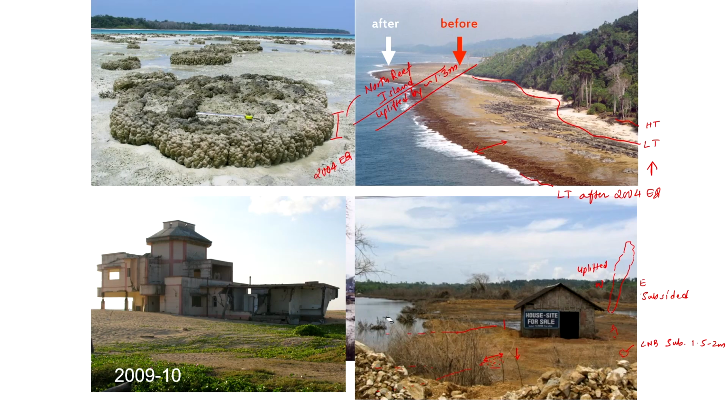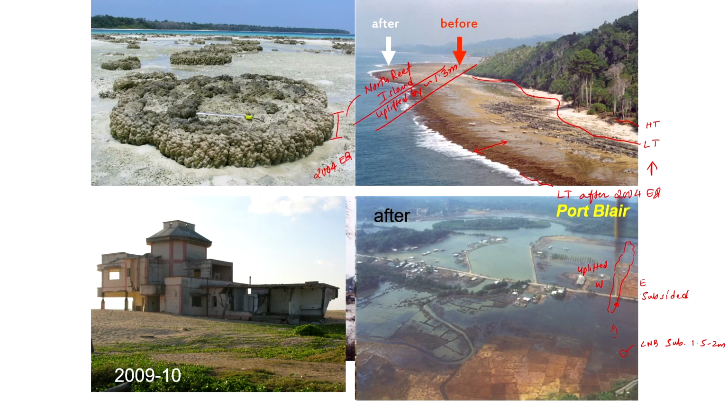Also, in some areas we were able to see the subsidence, as I told, in the eastern portion of Andaman Island, and this photograph is from Port Blair. If you see the island, Port Blair is located somewhere over here. So this whole area also subsided by almost 1 meter. So this was the situation after the 2004 earthquake.